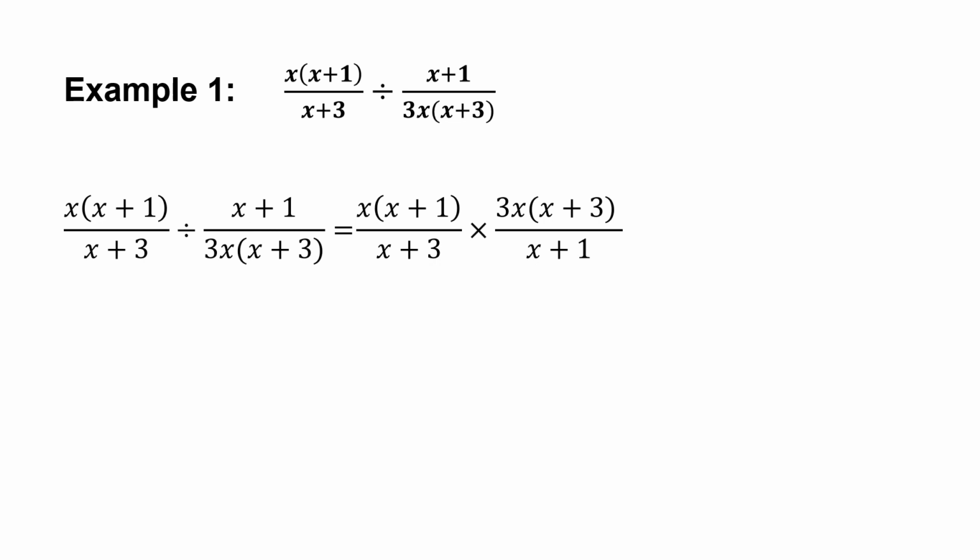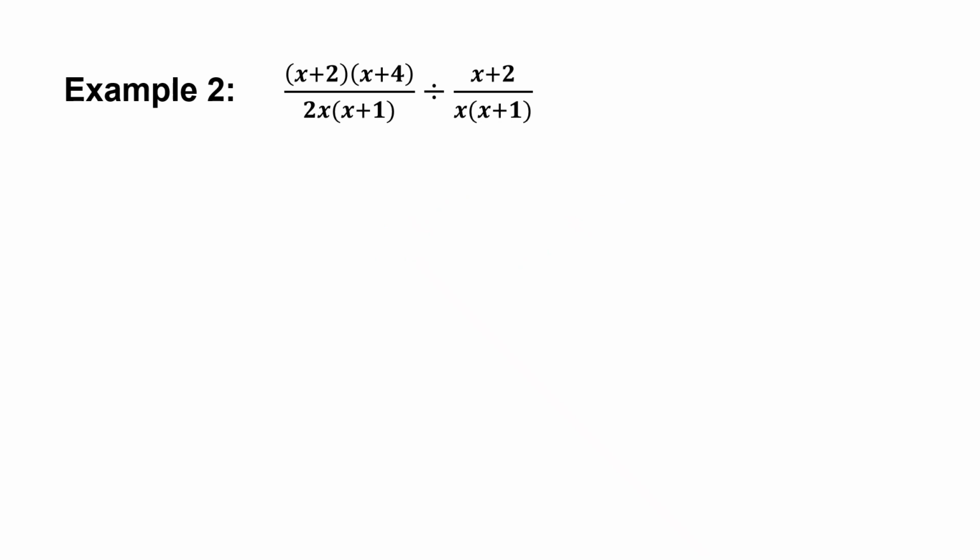Now we're going to follow the same steps we did before. So let's look for ways we can simplify this. So I can see that there's an x plus 1 on the top and the bottom, so we can cancel these out. And there's an x plus 3 term also on the top and the bottom, so we can cancel this out. And this just leaves us with an x times 3x, which is going to be 3x squared.